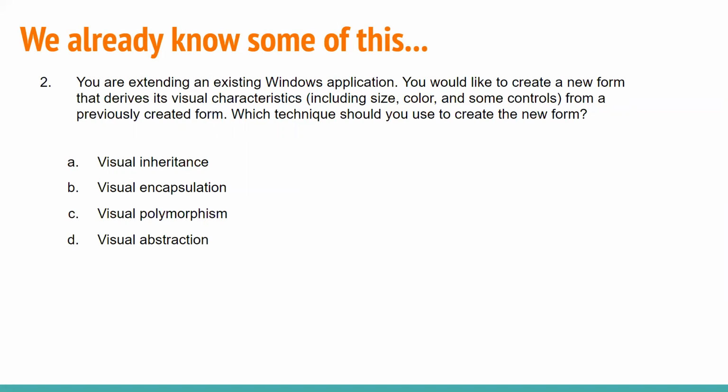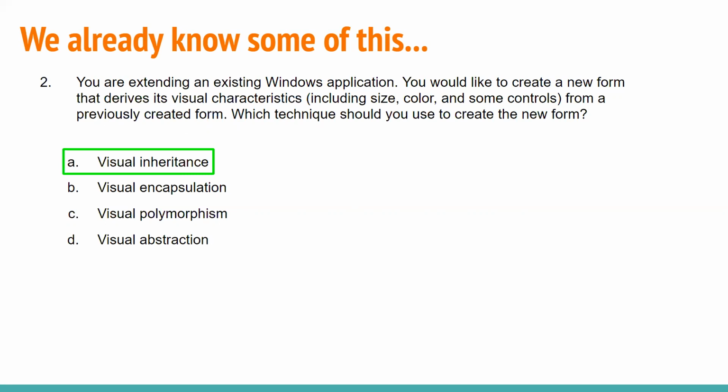All right, so we've got 2 answers. I'll take that. We've got a majority vote of 2 here. And yeah, I think that's, well, I know that's definitely correct, right? So when we're talking about deriving characteristics from something that's already created, that's inheritance, right?